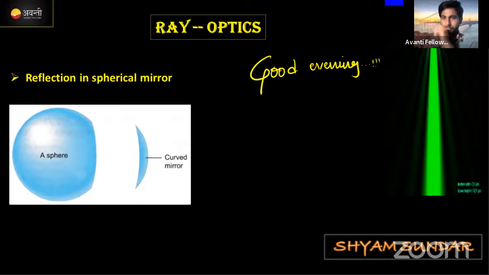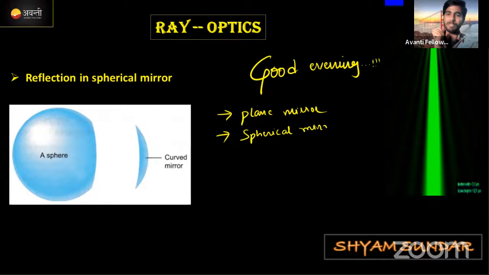There are mainly two kinds of mirror. The first is the plane mirror, and the second is the spherical mirror. Plane mirror is already done. From today onwards, as I told you, we are going to discuss spherical mirrors.